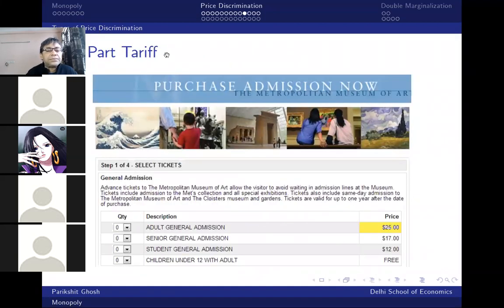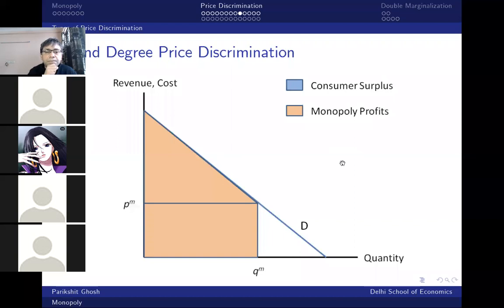I had a doubt in the last slide. The monopolist is charging the price till the end of the demand curve, that is, the entire area under the demand curve. So the consumer is purchasing all the quantities starting from the top, where the price is the highest, to the zero price level. In that way, is he extracting it?